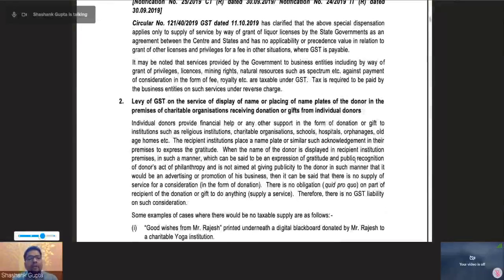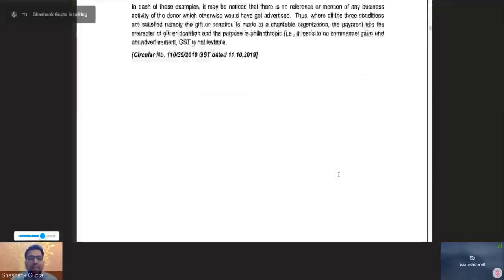Second, levy of GST on the service of display of name or placing of nameplates of the donor in the premises of charitable organizations receiving donation or gifts from individuals. This we had just discussed. Okay, Mr. Goyal in Haryana, 10 lakh rupees, construction of a sitting hall. So this is the same thing which has been clarified, that no GST is applicable.